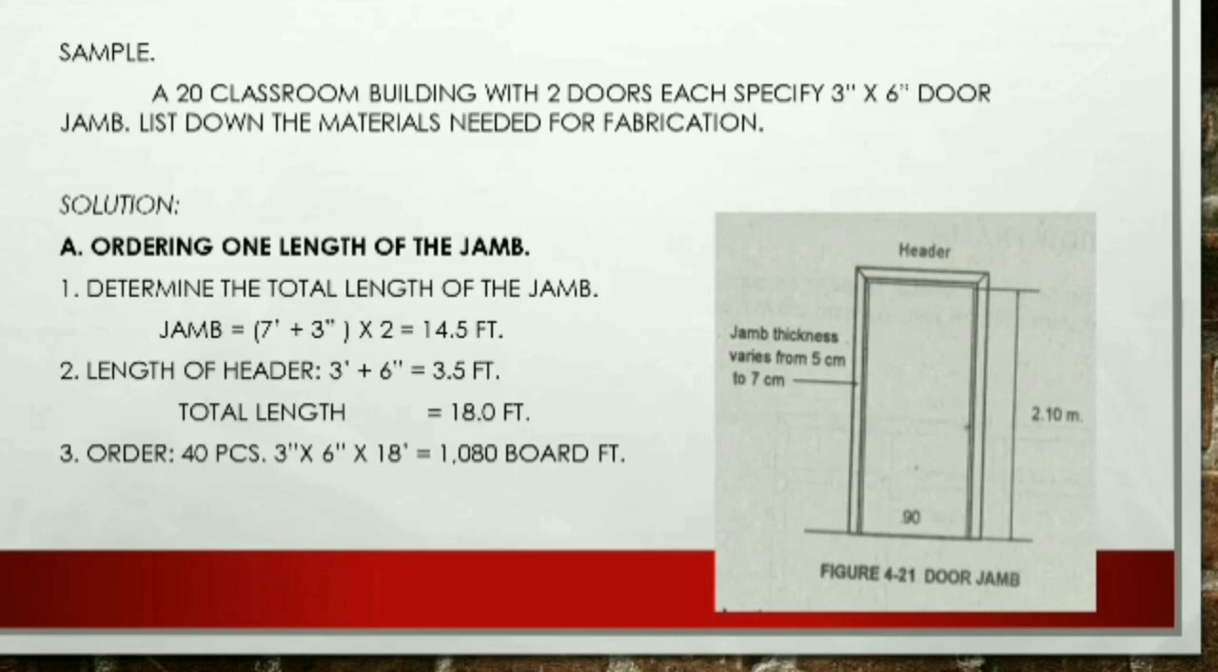Yielding 14.5 feet. Next, determining the length of the header, yielding 3.5 feet. The total length would be 18 feet. So to order, it must be 40 pieces, 3 inches by 6 inches by 18 feet, which equals 1080 board feet. That's for ordering one length of the jamb.